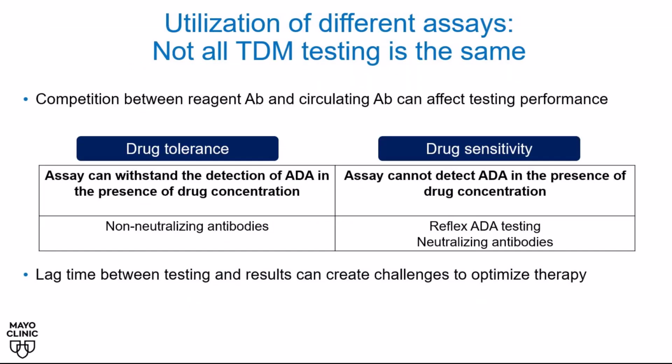So looking at these assays, I told you that it can be challenging to look at these assays. There's always a potential for competition between the reagent antibody and the circulating antibodies that potentially can affect testing performance. So in the drug assays, and I have a table coming up, there are drug assays that are drug tolerant. That means that the assay can withstand the detection of anti-drug antibodies in the presence of drug concentration. So if your level was 15, it's going to report out that there is potential anti-drug antibodies. It's going to report out at least that the test is potentially positive. Those are most often in the setting of active drug, non-neutralizing antibodies, non-informative.